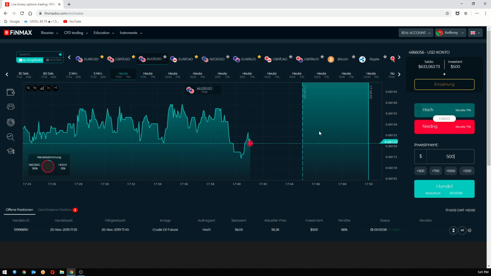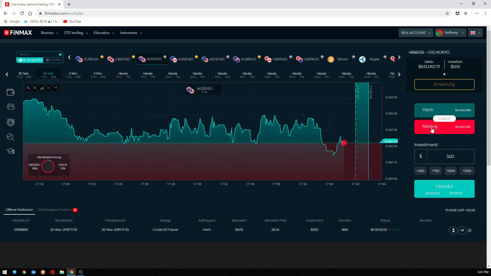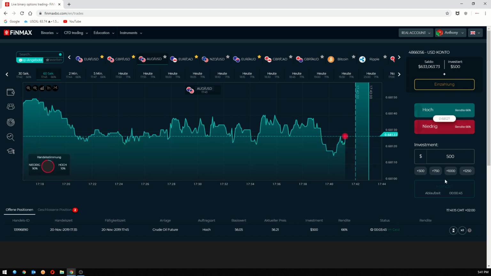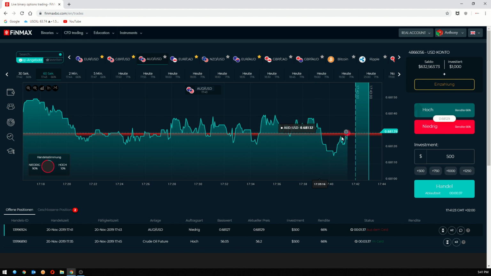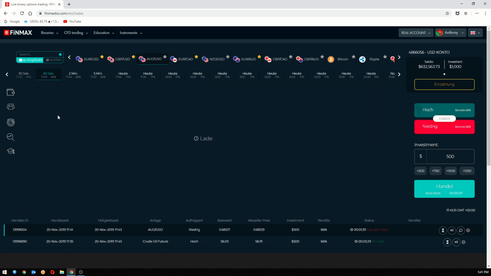So AUD USD I would take now, let's say, for 1 minute for down, as I see a good opportunity here. Of course, I cannot expect right now for the AUD USD to be going down. I'm making my decision comparing to the previous picture of the candlesticks. I can switch to the candlesticks for you to see it.